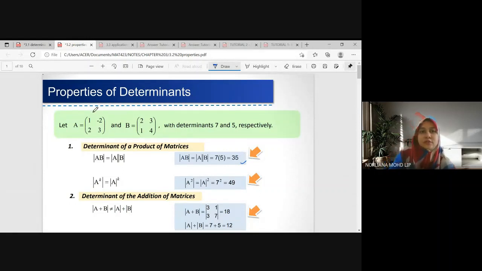Okay, given determinant of A is equal to 7, B is equal to 5. Darabkan je lah. Okay, A to power of K. Okay, K is any scalar. So determinant of A to power of 2 is equal to 7 to power of 2, which is 49.